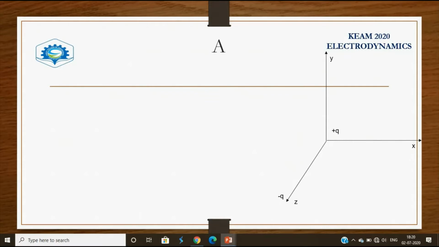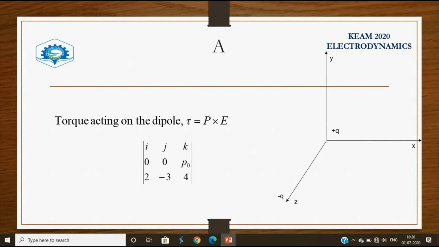Okay, so you can see the dipole is along the z-axis. Since it is a uniform field, the force acting on the dipole will be 0. That is, the linear force is 0. But there is a torque acting on the dipole. The equation for the torque acting on the dipole is τ equal to P cross E. Let's see the determinant form of this particular equation.